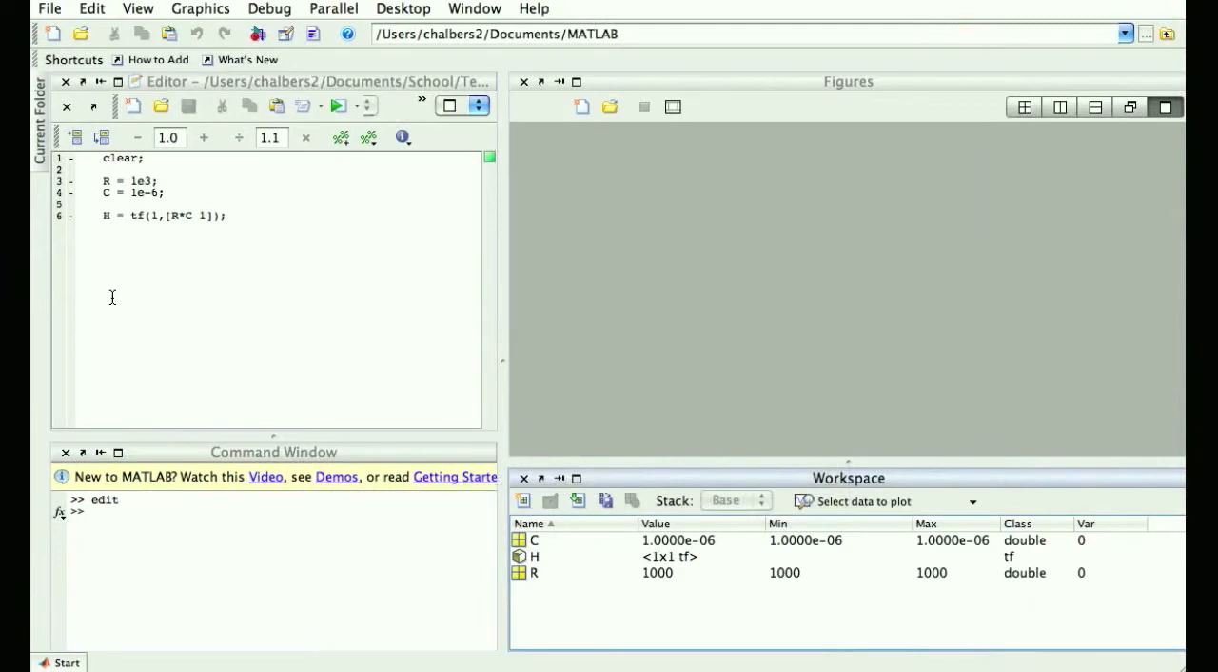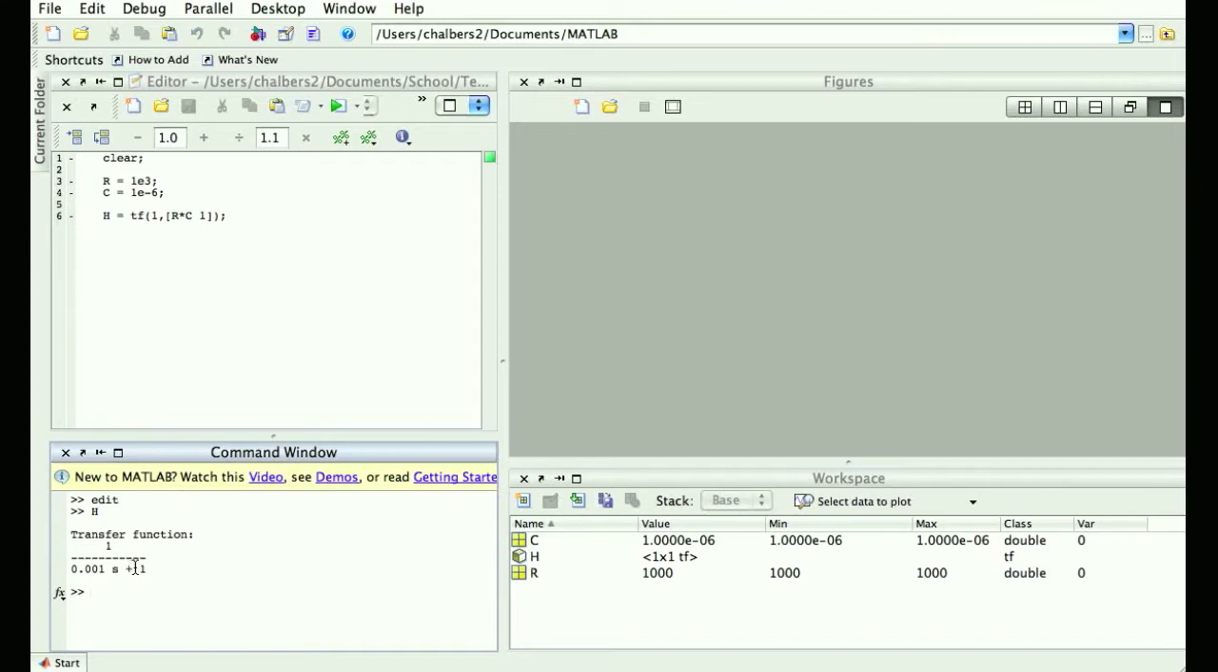So if I just say h, look at what it did for me. H is a continuous time transfer function. It says h is equal to 1 over s plus 1 with the RC factor. S is just shorthand for j omega. So it's 1 over j omega RC plus 1.